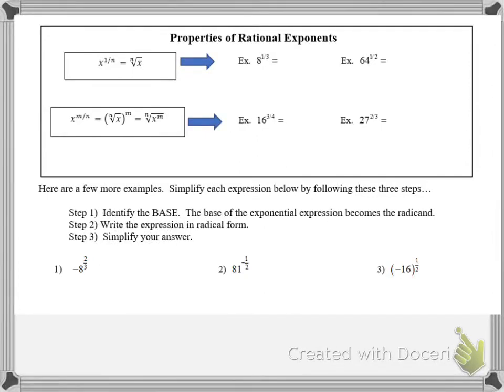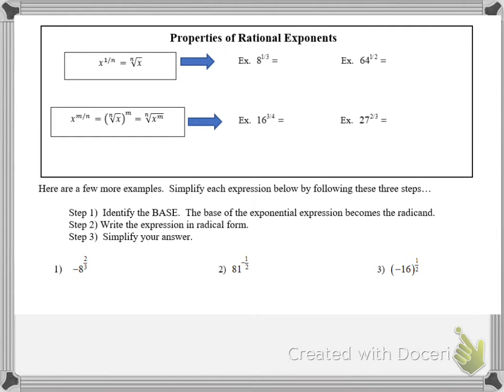Let's take a look at two properties for rational exponents. So remember, the word rational just means that you have a number that is a ratio, which is just another word for a fraction. So if we are going to look at rational exponents, it means that the number in the spot of the exponent is now going to be a fraction.